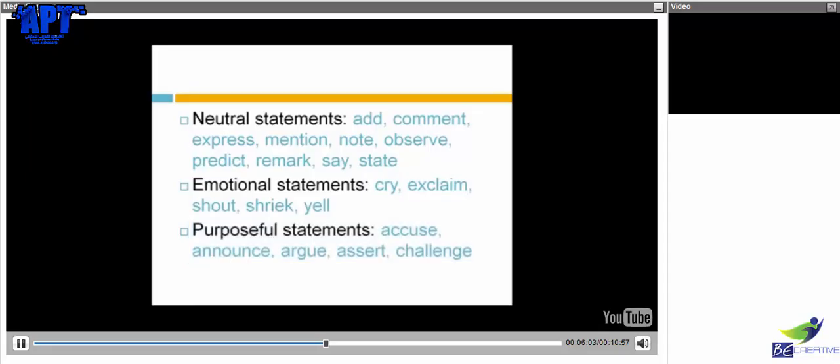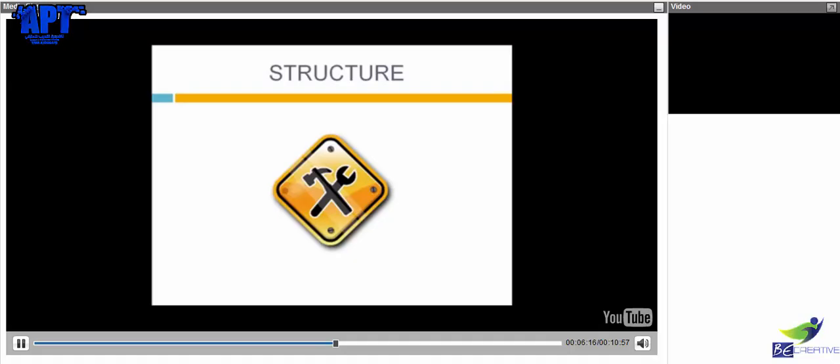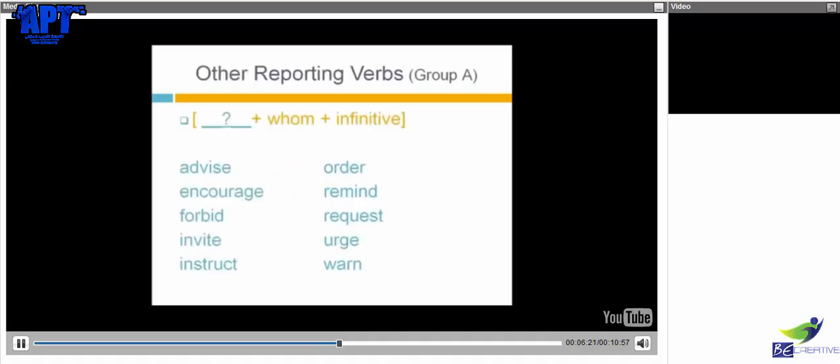Now I'm not going to give examples for all of these verbs, and if some are unfamiliar to you, you can look them up in a dictionary. These lists are really just a reference for you. Now let's consider reporting verbs from the viewpoint of structure. Some reporting verbs, we'll call them Group A, use this structure. It's the reporting verb plus an object, whom, plus the infinitive.